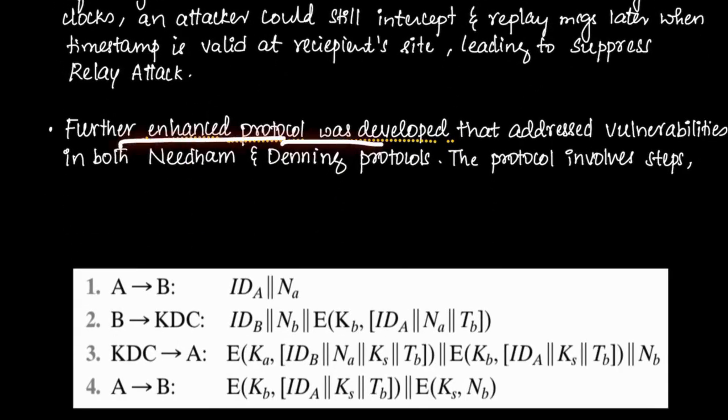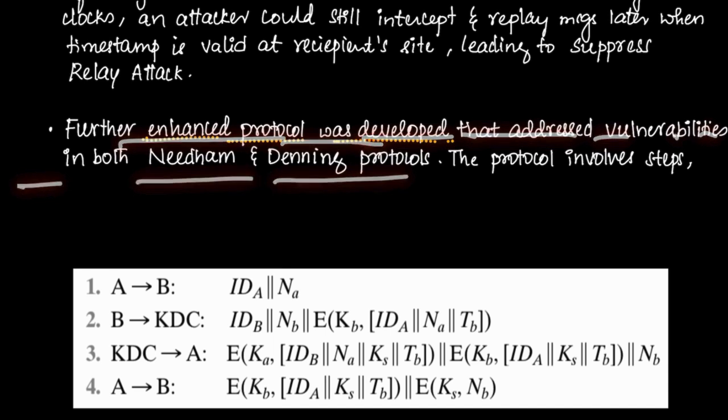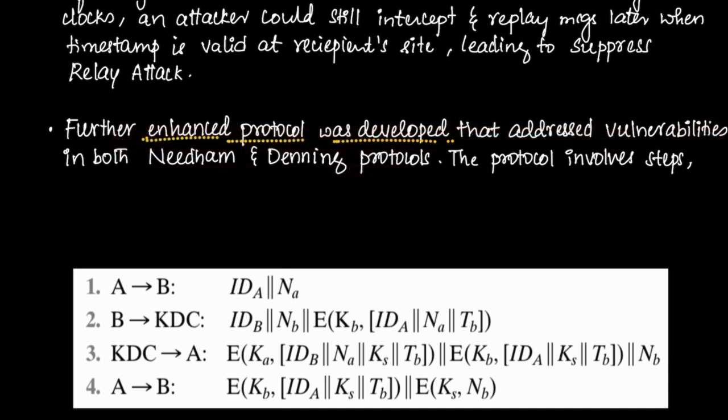Further, an enhanced protocol was developed that addressed the vulnerabilities in both the Needham-Schroeder and Denning protocols. So here we have the protocol. Firstly, A will send a message to B directly. In this message we'll have A's identifier, Alice's identifier, and NA. NA is a randomly generated nonce which is generated by Alice only. This step will inform Bob that Alice wants to establish a session with him, and we are making use of NA here to ensure freshness and prevent any replay attacks.